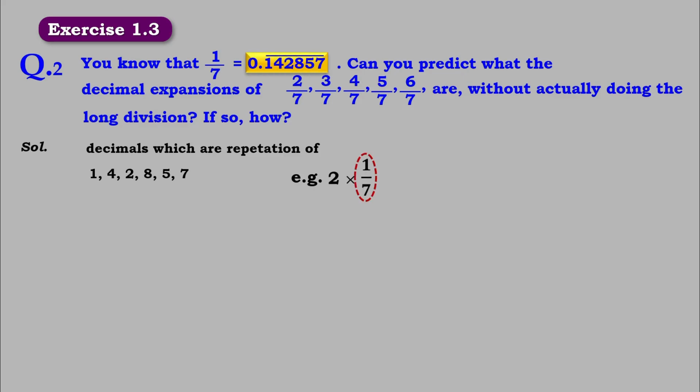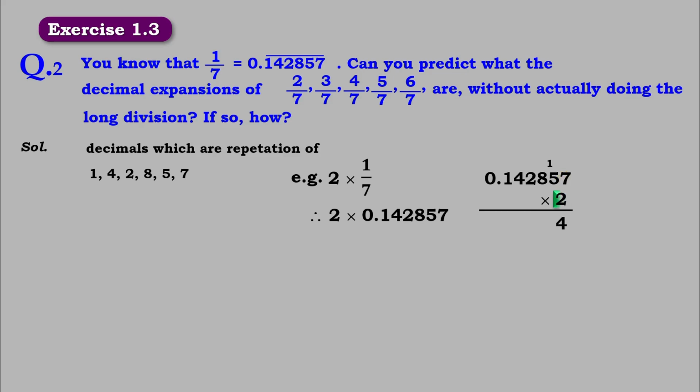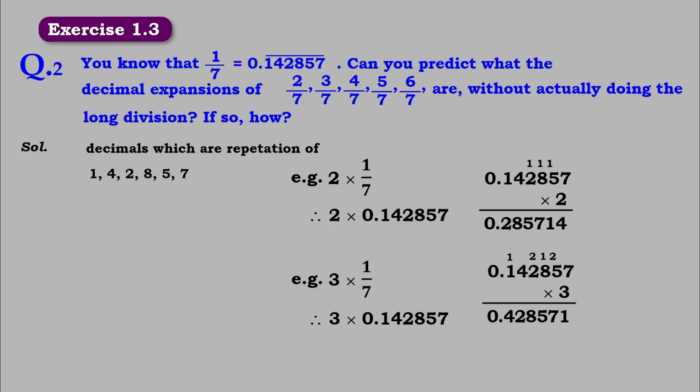Now if we take a look, 2 by 7 is basically 2 into 1 by 7. So we can write it as 2 into 0.142857. If we multiply, we get 0.285714. Now do the same process with 3 by 7, that is 3 into 1 by 7. Do the multiplication of 0.142857 with 3.